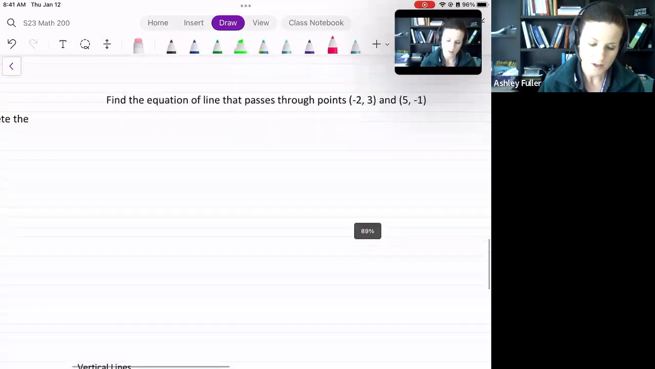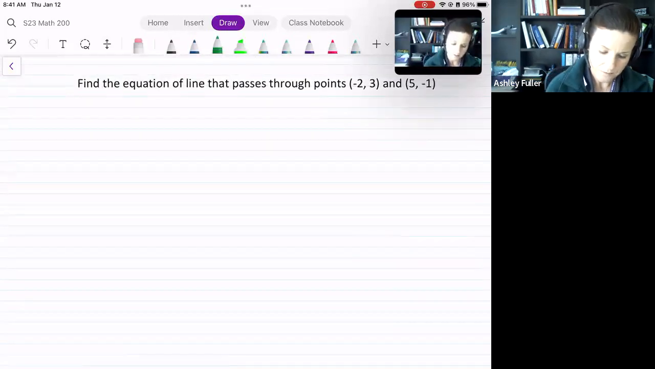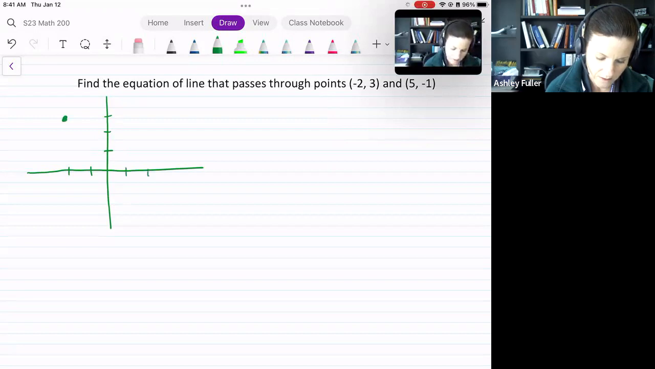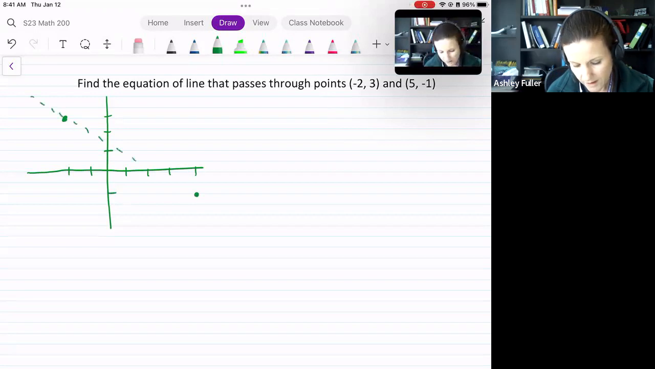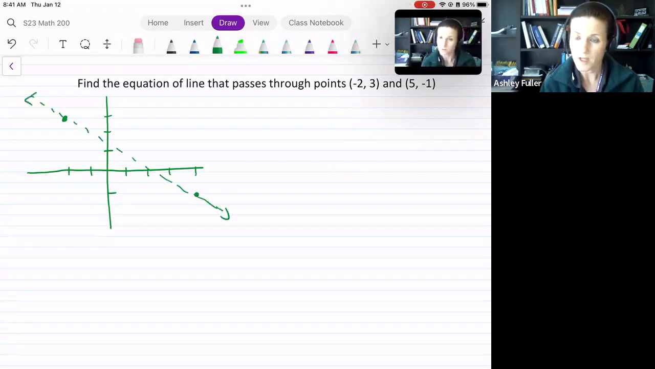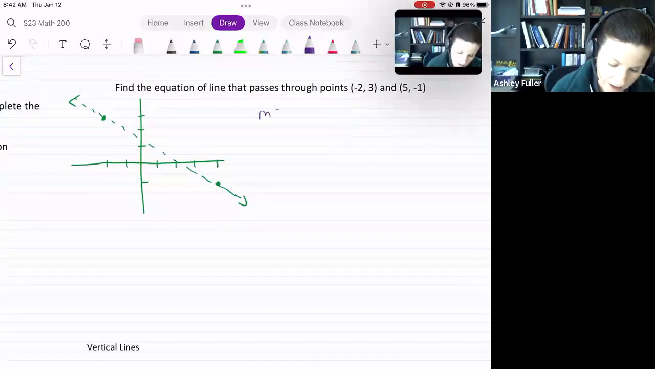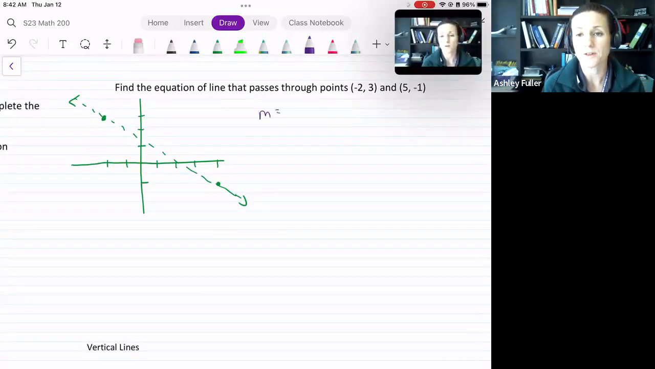So let's consider the example where we want to find the equation of a line that passes through the point -2, 3 and 5, -1. So notice our line is going to have negative slope. So that's one way we can check it first of all. But following those 4 steps for finding the equation of a line, we need to find the slope. We can do that by counting rise over run, which works well when they're whole numbers. But if they're not whole numbers, then we need to be able to deal with fractions.